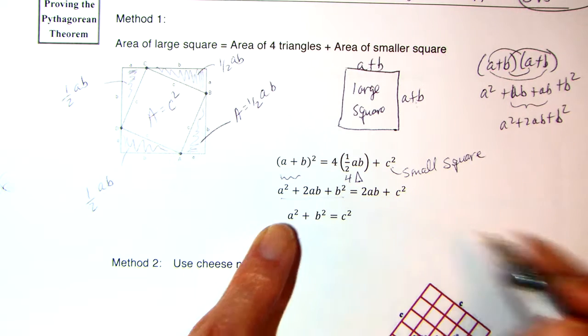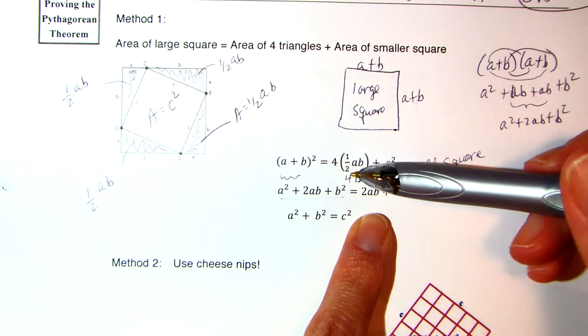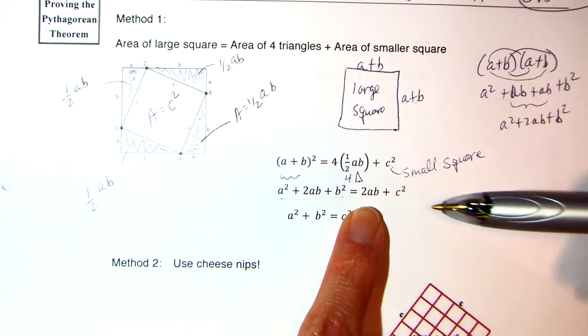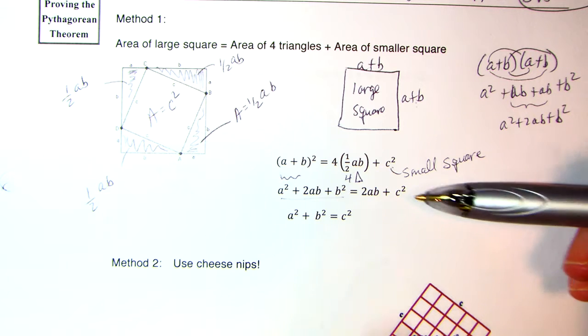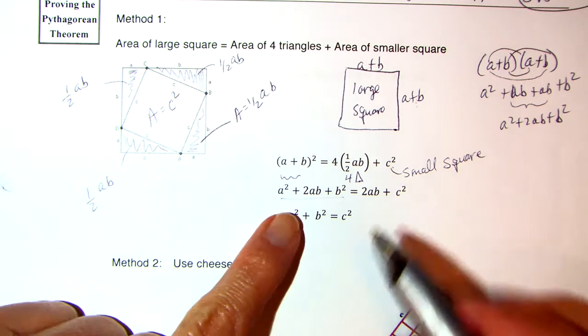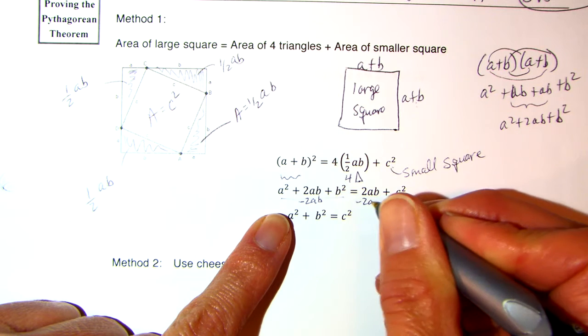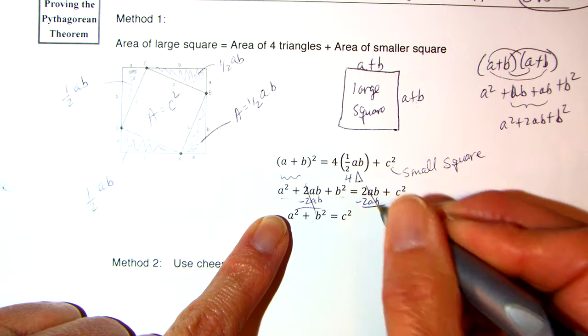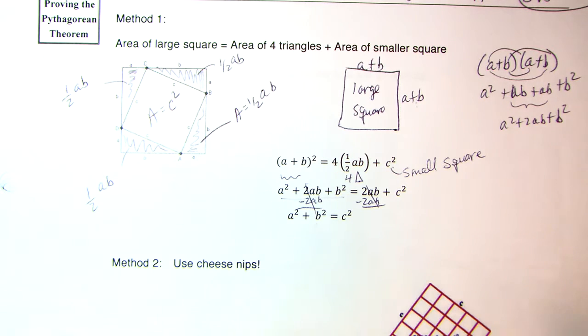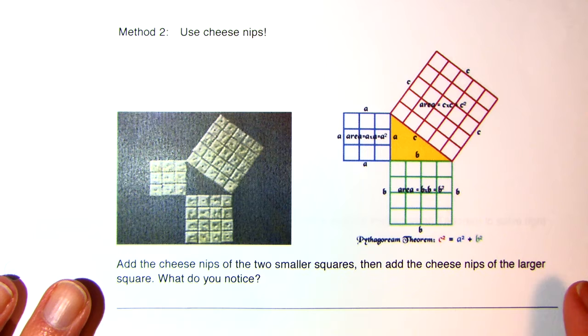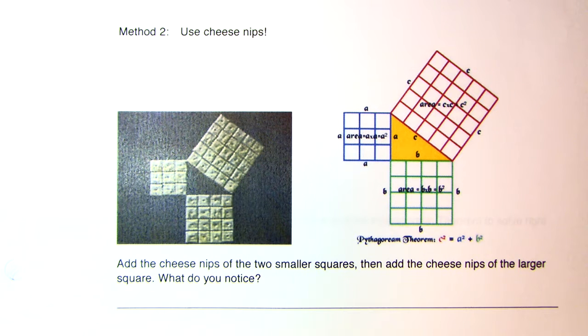That's this right here. Now here, half of 4 is 2 of AB, and then I have a plus C squared. Well, what if I subtract 2AB on both sides? A squared plus B squared equals C squared. How cool is that? So it's proving the Pythagorean theorem. Method 1. Method 2, use cheese nips, or whatever those little cheese things are.